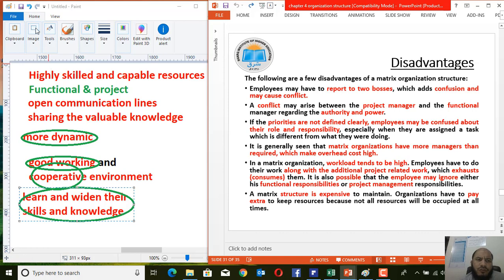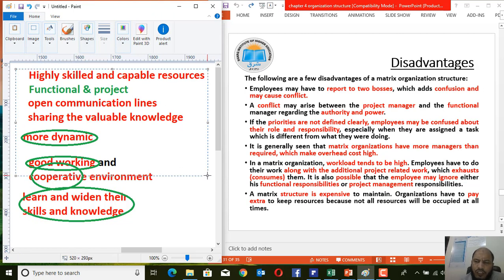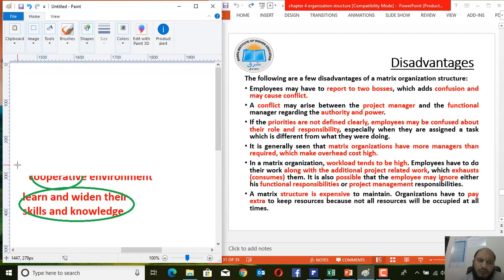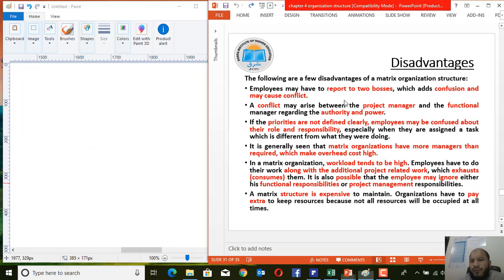Now we come to the disadvantages, because there are also some disadvantages of this structure that we should know about. So let's explain the disadvantages.